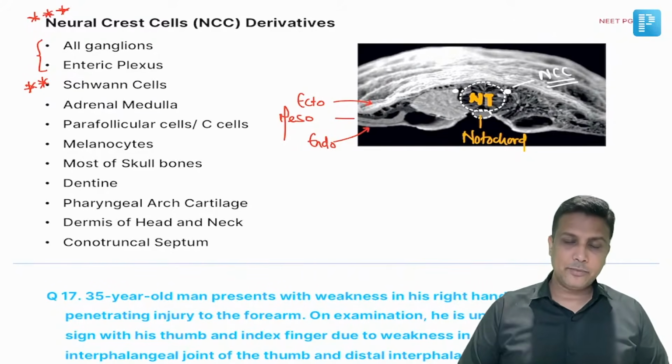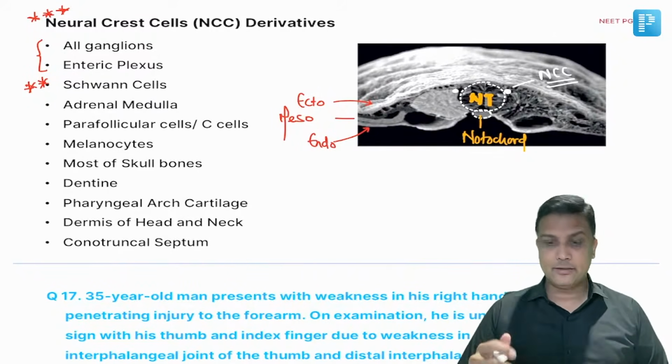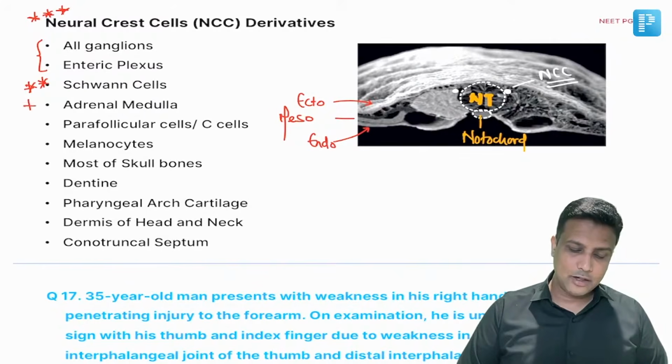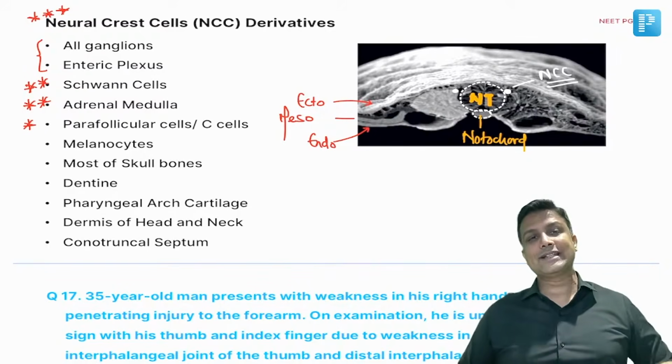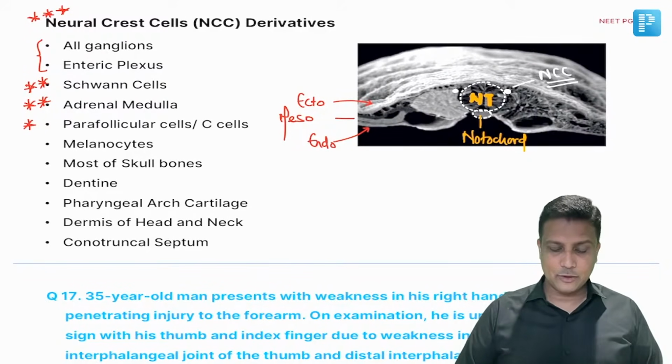In adrenal gland, remember, you'll be having outer part adrenal cortex, inner part will be medulla. Adrenal medulla will also be derived from the neural crest cells. Parafollicular cells, which are found in the thyroid gland, which is also referred to as C cells, they are also derived from the neural crest cells.